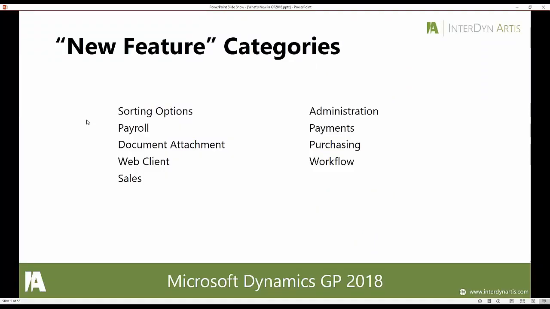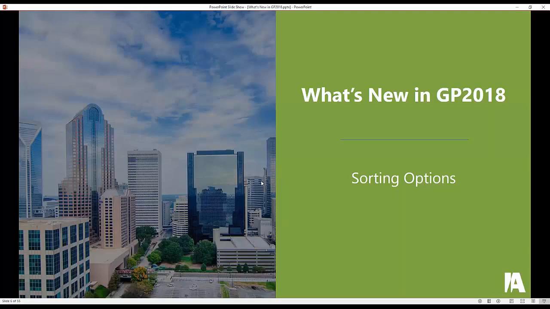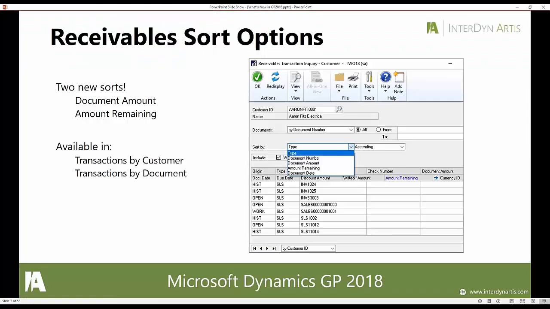Excellent. Well, good afternoon, everyone. Thanks again for joining us. We're going to talk about the cool new features that are going to be released on December 1st, 2017 for the new product release, Microsoft Dynamics GP 2018. I've broken these up into some categories here, and that's our agenda, but we'll just get right into it and start with some sorting options that are new functionality in GP 2018.